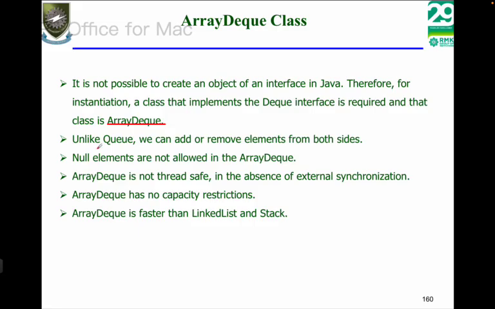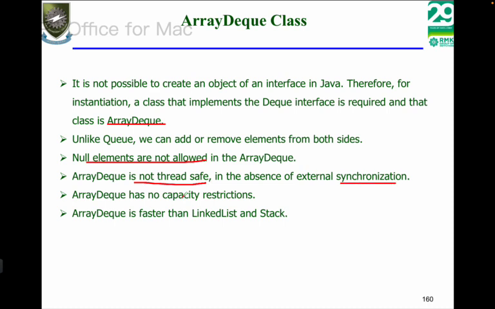And like a queue, you can add or remove at both ends, because I already told you the DQ always supports the stack as well as the queue. So you can add or remove elements from both ends. Null elements are not allowed in the DQ, and it is not thread safe. You cannot use it in the thread synchronization concept.